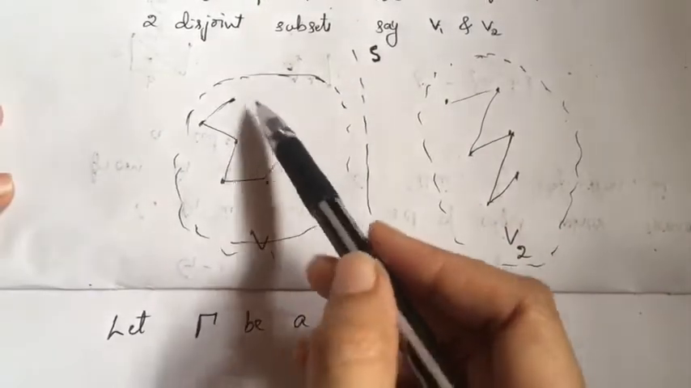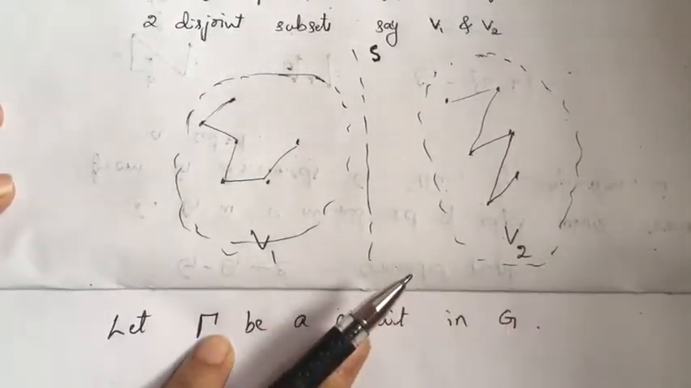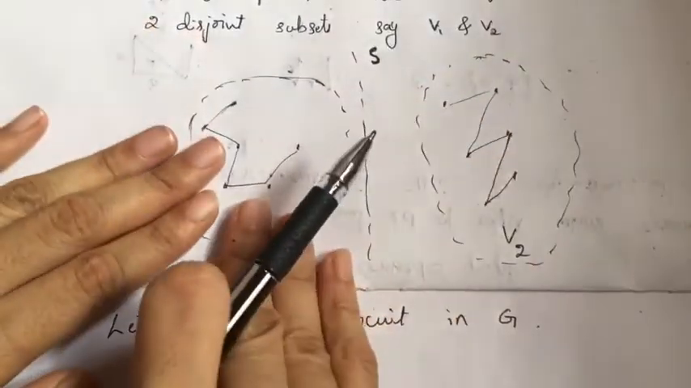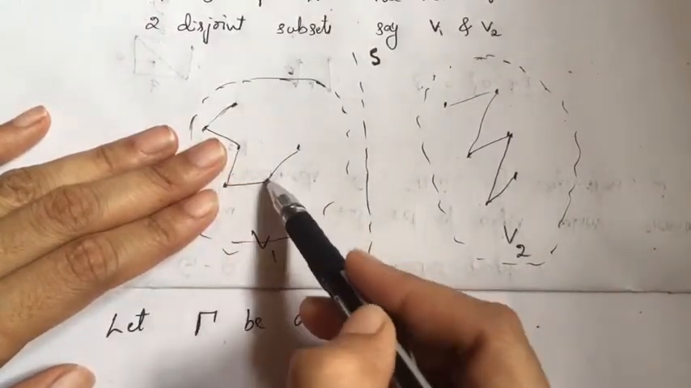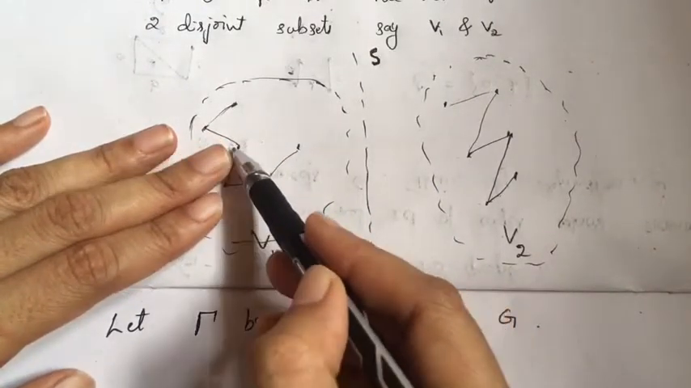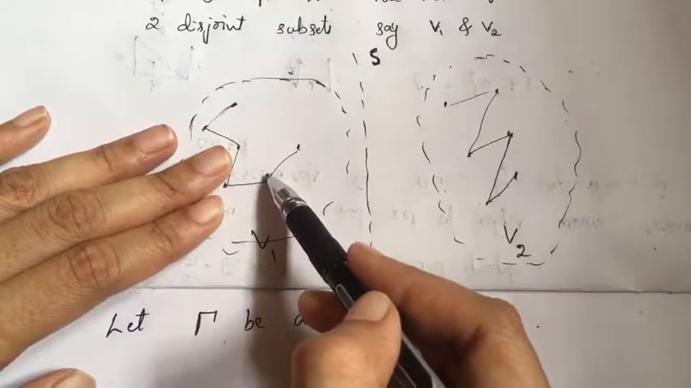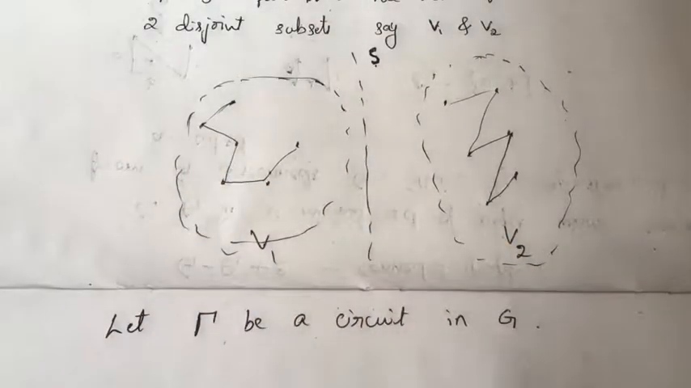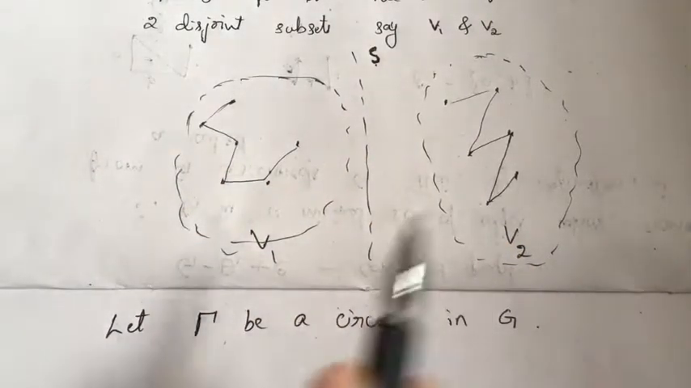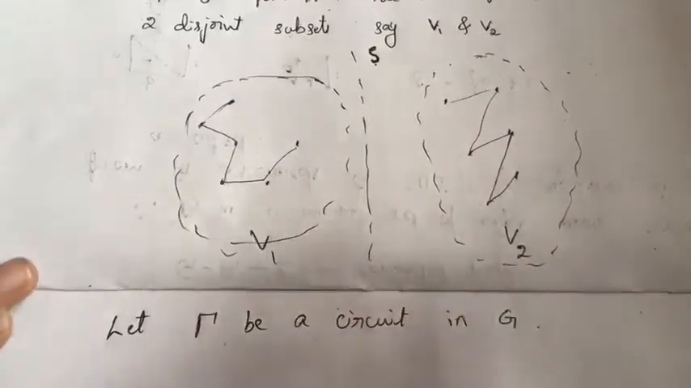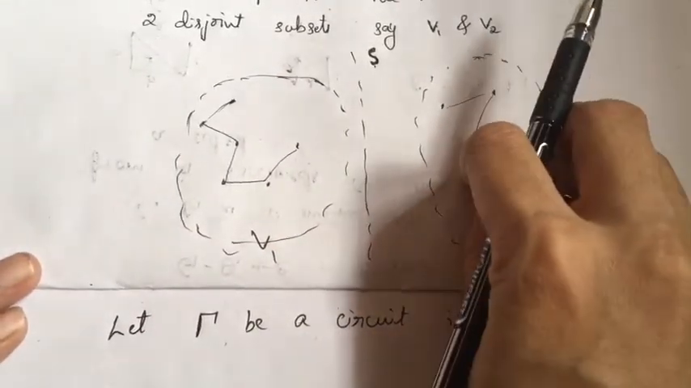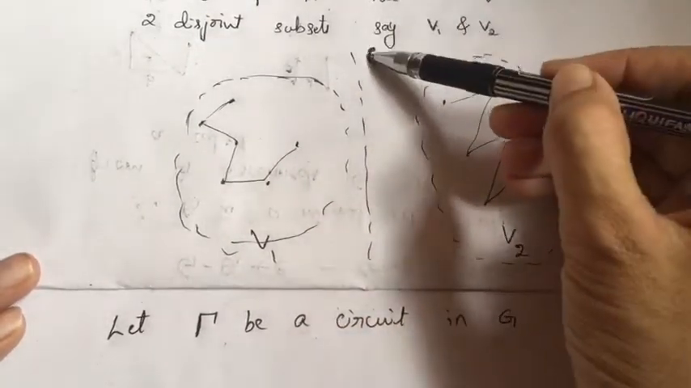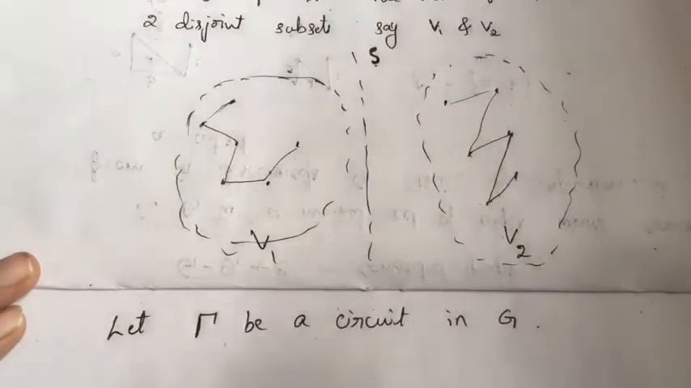Say if my entire circuit, I'm considering generally a circuit, okay? If that circuit is entirely in the vertex set V1, suppose this is my circuit, then the number of edges in common with this cut set and gamma is 0, which is an even number. Similarly, if the circuit is entirely in the vertex set V2, then the number of edges in common with S and gamma is 0.